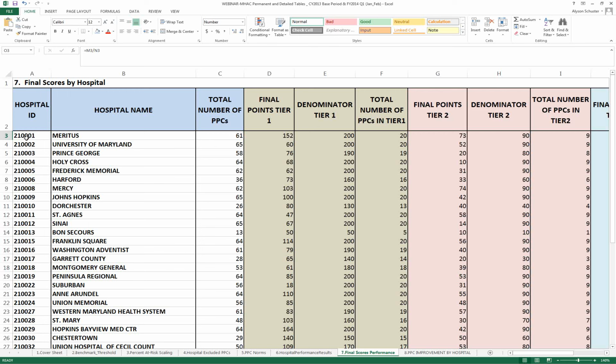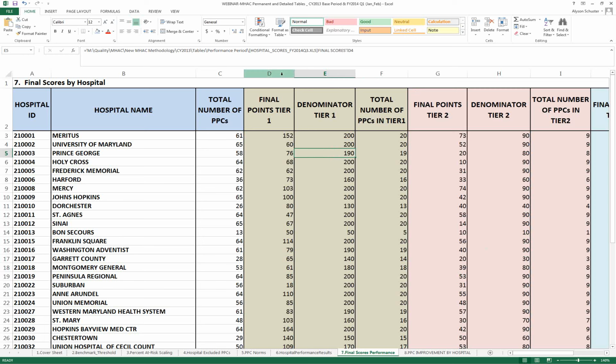So this tab shows you the final score for each hospital. First, you have the hospital information. Then in column C, it tells you the total number of PPCs included for each hospital. Then for each tier, it shows you the number of points you achieved for all PPCs in that tier over the denominator. So for Meredith, they had 20 PPCs in Tier 1, so the denominator is 20 times 10, or 200. However, as you can see here for Prince George's, they only have 19 PPCs included, so their denominator is 190.